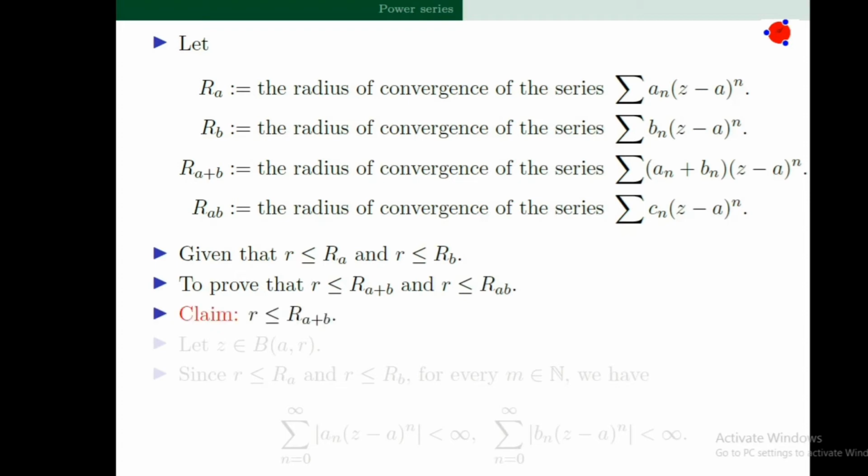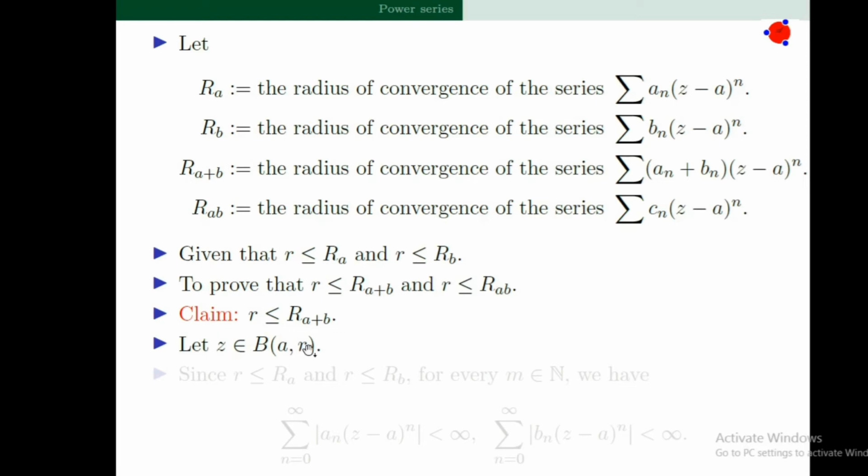First, we show that the radius of convergence of the power series sigma (an plus bn)(z minus a)^n is greater than or equal to r. To prove this, consider an arbitrary element in the open disk with center a and radius r. And we will show that this open disk is contained in the open disk with the center a and radius R(a+b).